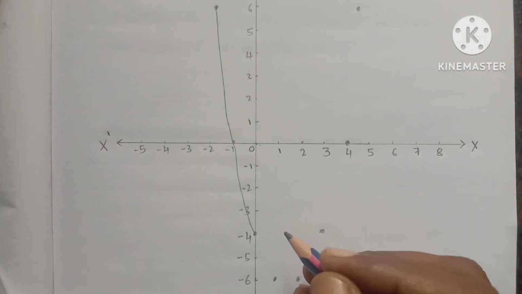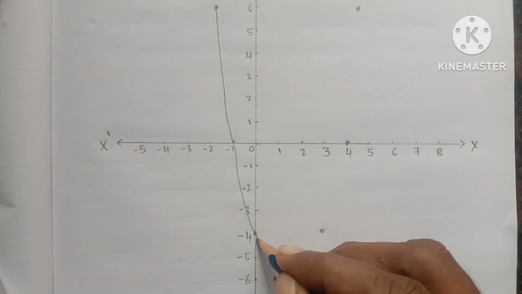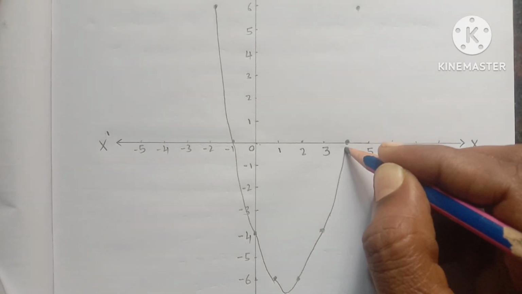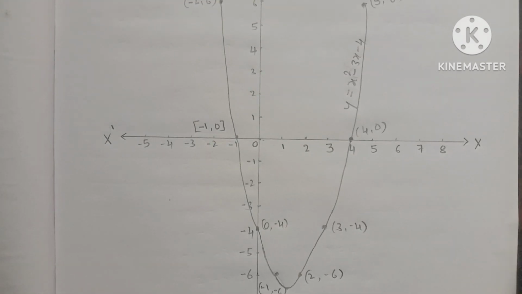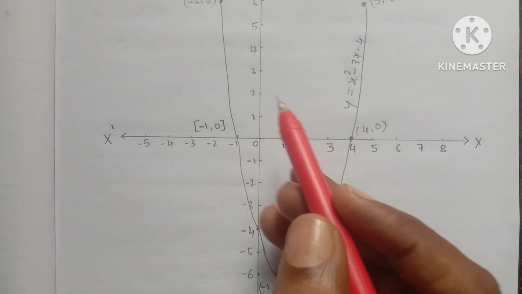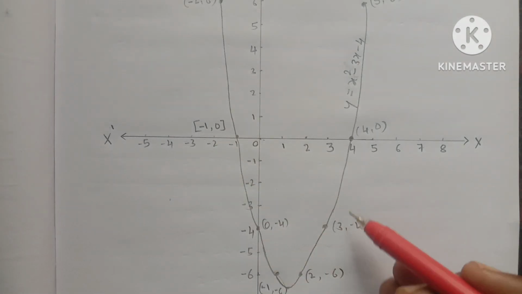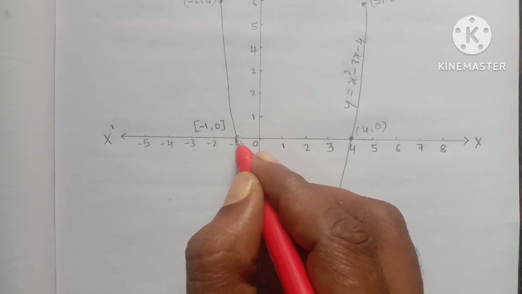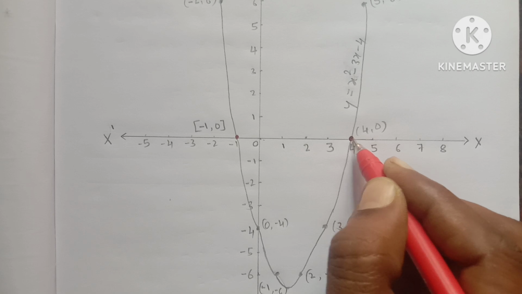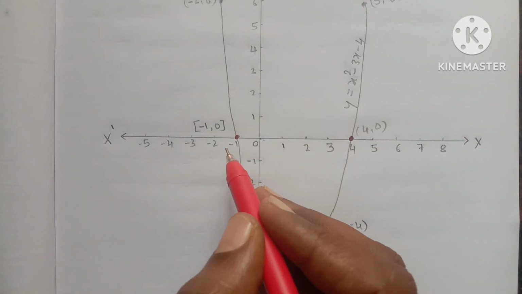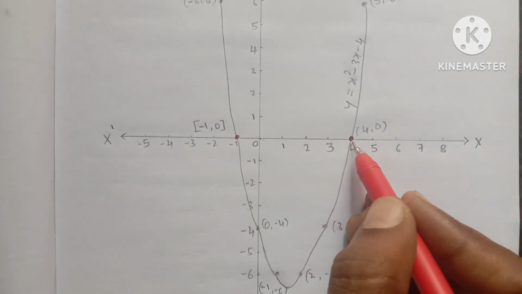See here, this looks like a U shape in an upward direction. So this is our graph line. Observe that this graph line crosses the x-axis. This line passes through 2 points, minus 1 and 4. So minus 1 and 4 intersect the x-axis.